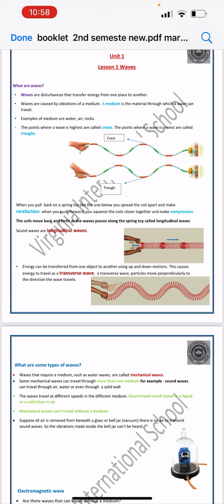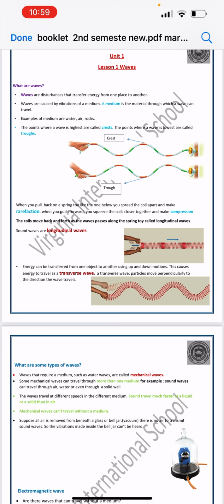The waves are disturbances that transfer the energy from one place to another. This wave is transferred through a medium. So the medium is the material through which the wave can be transferred. And this medium may be water, it may be rock or solids, or it may be air. So the medium can be air, solid, and water.